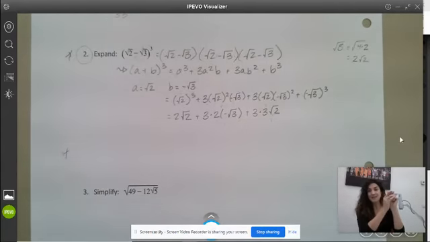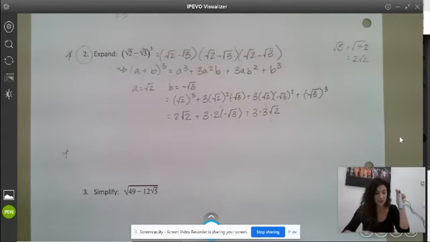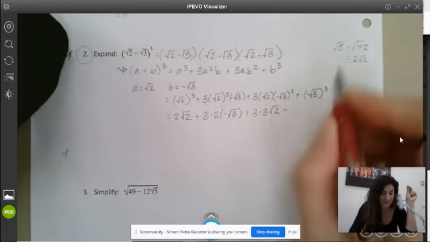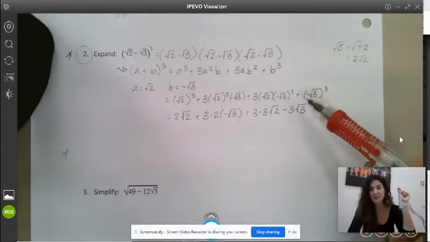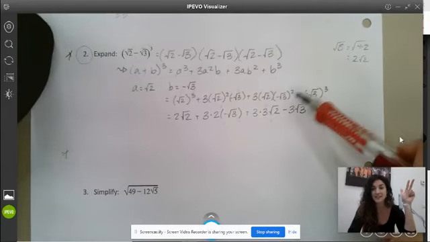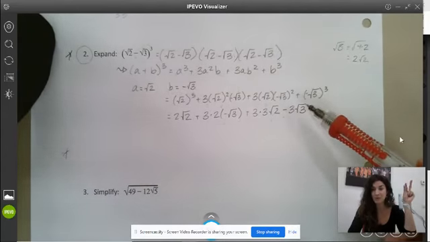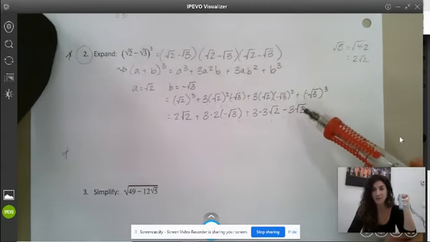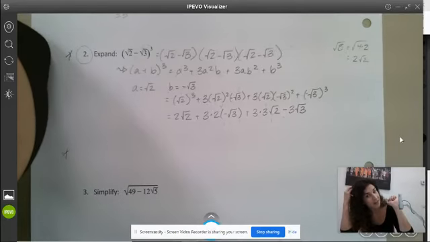Now, with the negative piece, a negative times a negative would be a positive. But if you multiply a negative in there again, it becomes a negative. So this becomes minus 3 square root of 3. Recapping, negative times negative times negative is a negative. Square root of 3 times square root of 3 times square root of 3 will multiply to become 3 square root of 3.